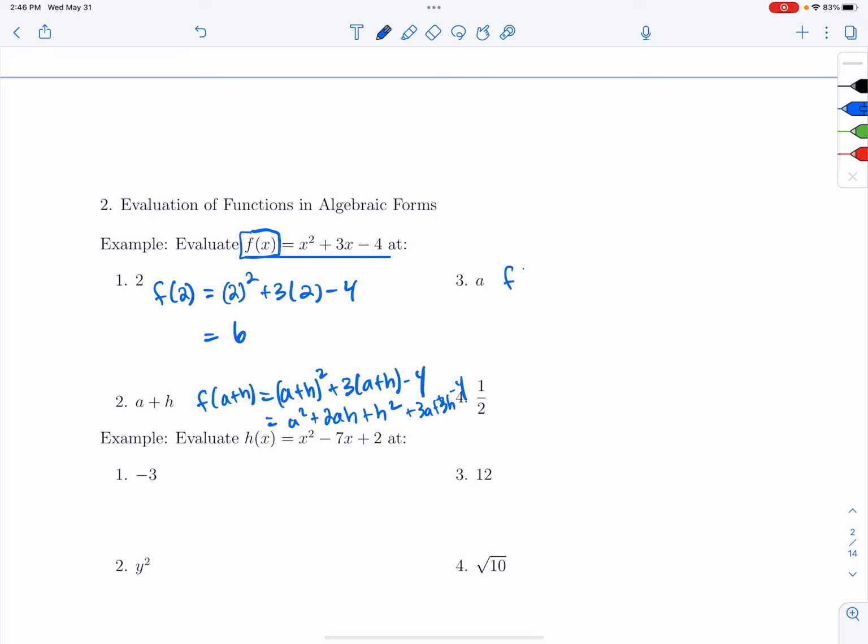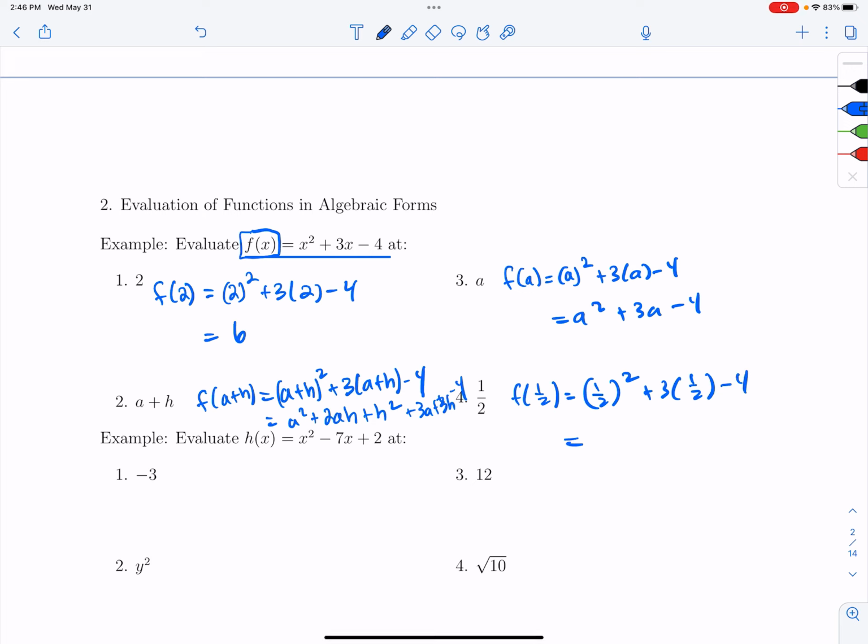This third one, I'm going to input a into the function. So this is a squared plus 3a minus 4, and there's not much else to do on this one. And then the fourth one, I have f of 1/2. So 1/2 squared plus 3 times 1/2 minus 4. And what we get here is 1/2 squared is 1/4 plus 3/2 minus 4. Getting a common denominator and combining this all, we're going to get negative 9/4. So I'll let you simplify that down and make sure you get negative 9/4.